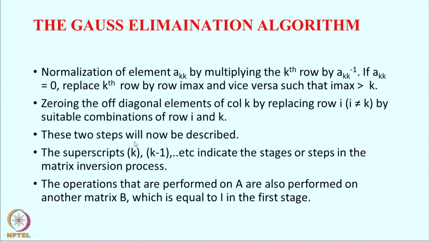So, what will I do now? In my remaining slides, the superscripts k, k minus 1 etc. will indicate the stages or steps in the inversion process, and whatever operations I do on matrix A, I shall also perform those operations on matrix B. And what is my matrix B? It is equal to the identity matrix in the first stage, and in the remaining stages it will go on including all the results of operations which are done on the left side.